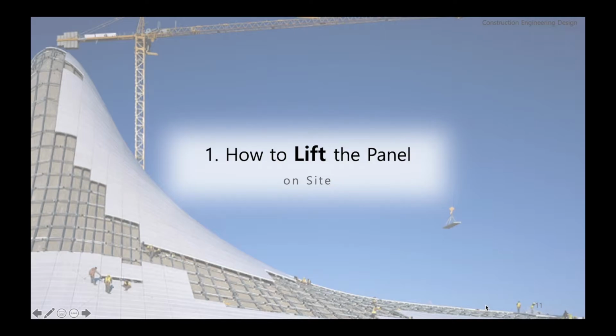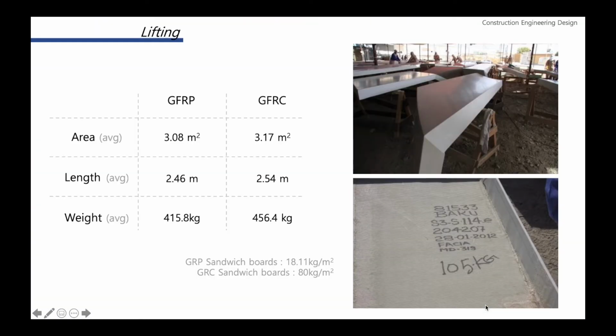Next, we will be discussing how the panels can be lifted onto the building. Before starting, let me introduce each panel's weight information. These values are the approximate weight of the general glass fiber reinforced panel, obtained by applying the total area of the building facade, the number and the size of the panels used. The average weights of GFRP and GFRC panels are 415 kilograms and 456 kilograms each.